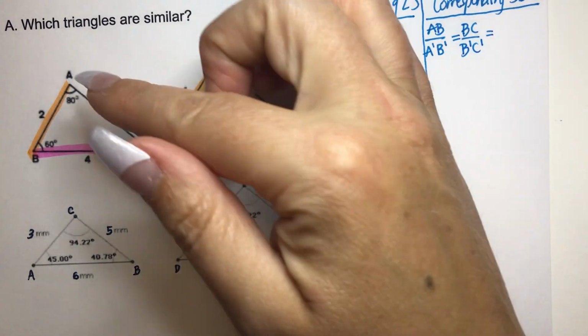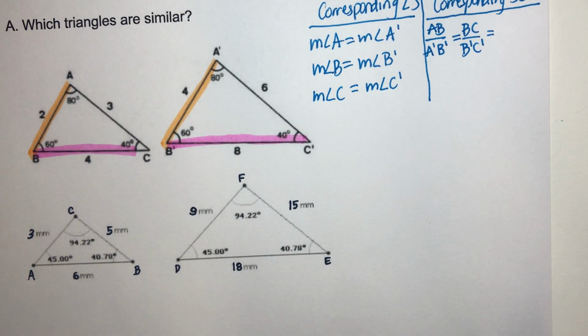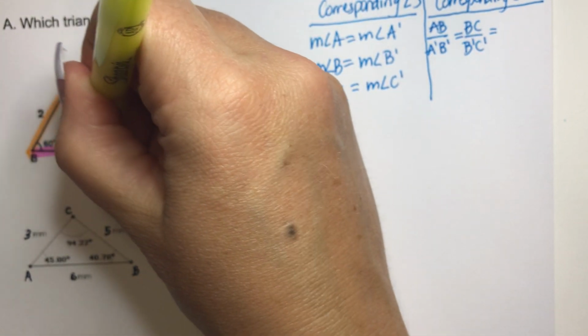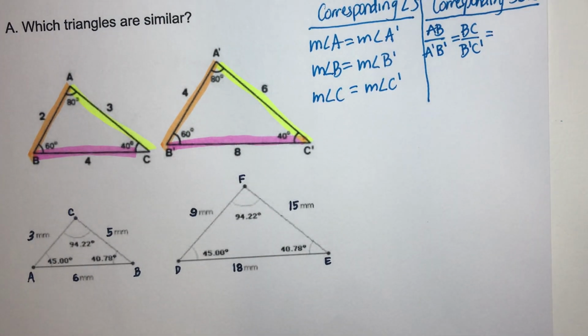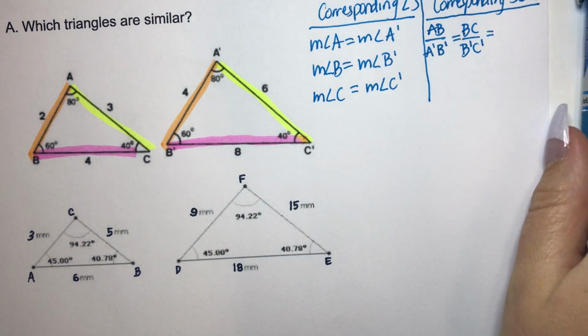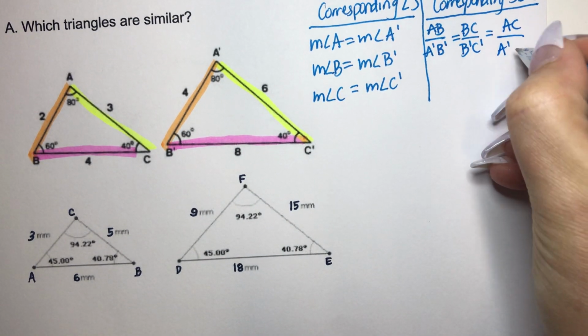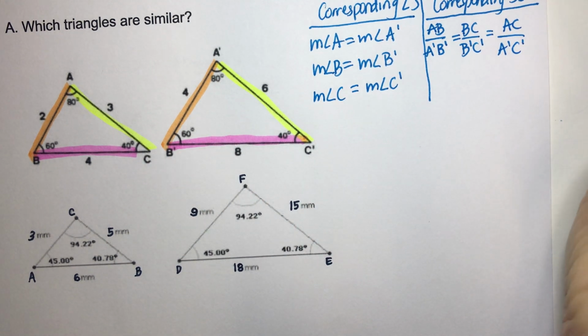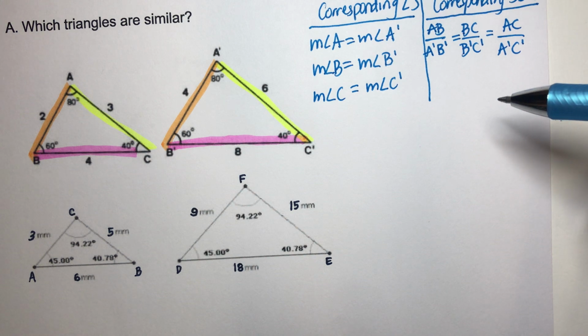And then lastly, AC here and A prime C prime. Okay. AC and A prime C prime. So let's go ahead and fill in the numbers and see if they are similar.